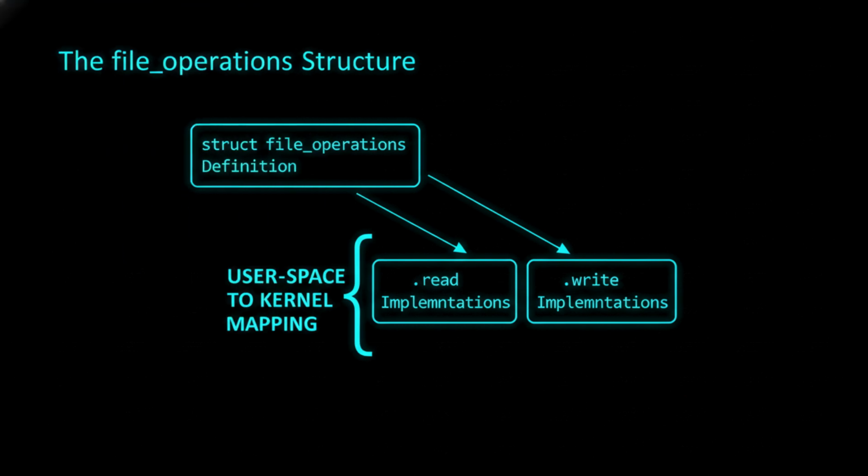The interface between user space and our kernel module is defined by the file operation structure. In Linux, everything is a file, and this structure allows us to map standard file system calls like open, read, write, and release to our custom kernel functions. For infrastructure engineers, this is where the magic happens. By defining these function pointers, we determine how user space tools interact with our device. A well-designed file operation struct is the key to creating a clean, high-performance API for our hardware.